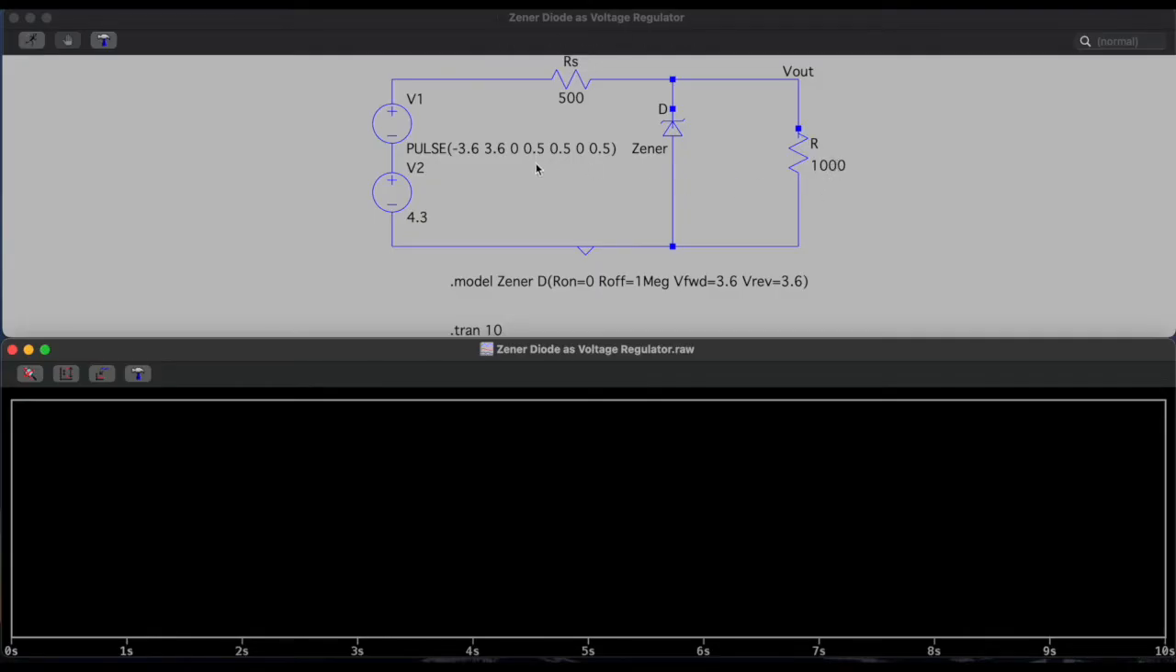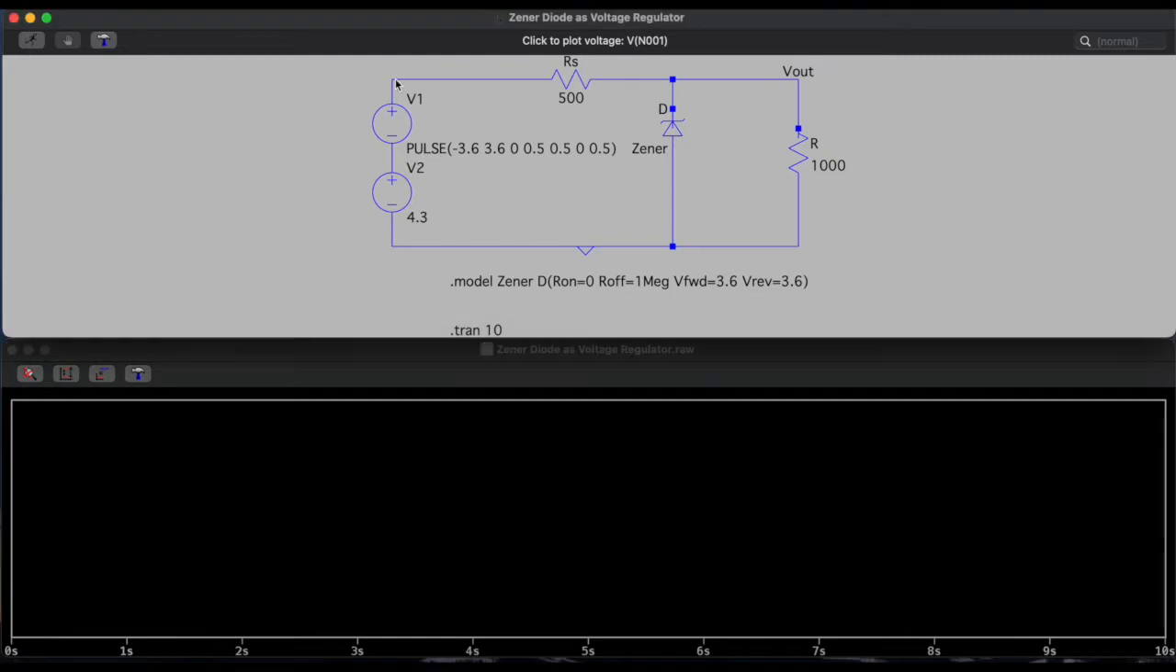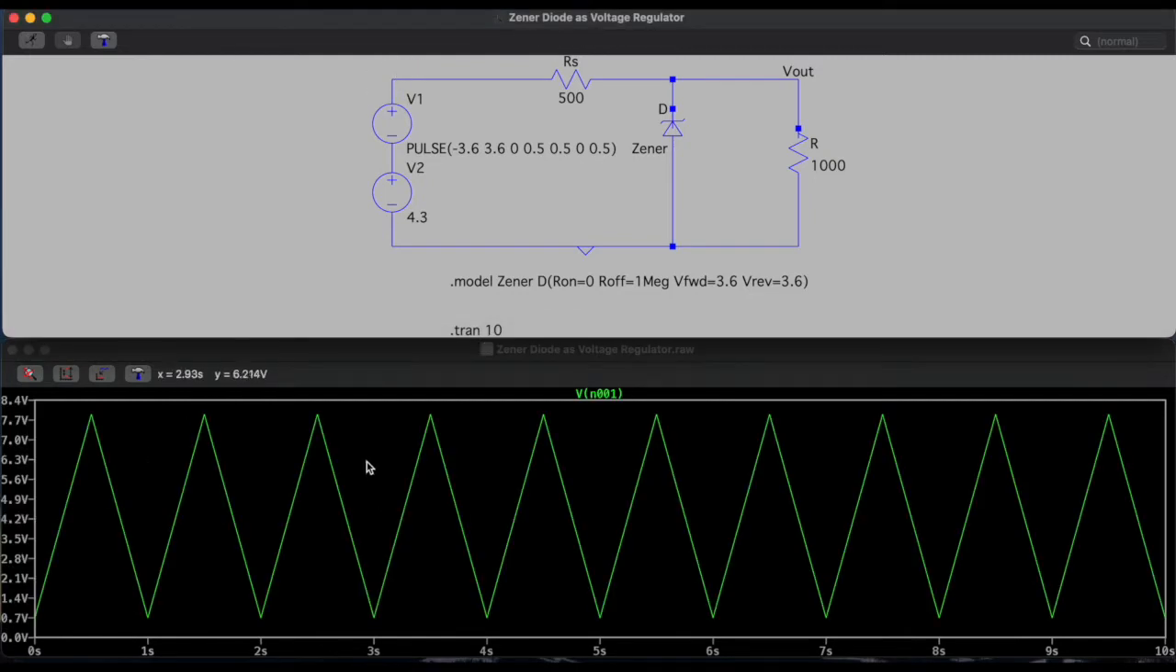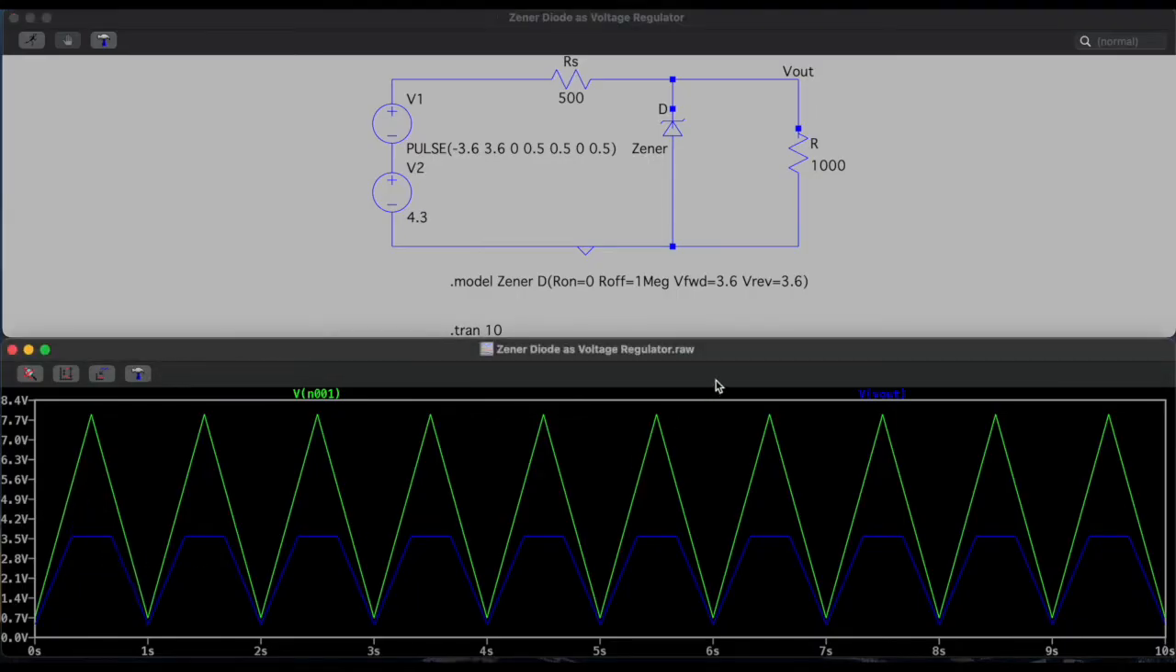Let's see the input voltage and output voltage of this circuit. This is the input voltage of this circuit, and the blue one is the output voltage of the circuit. As our breakdown voltage of the Zener diode is 3.6 volt, the maximum output voltage of the load resistor should be 3.6 volt.